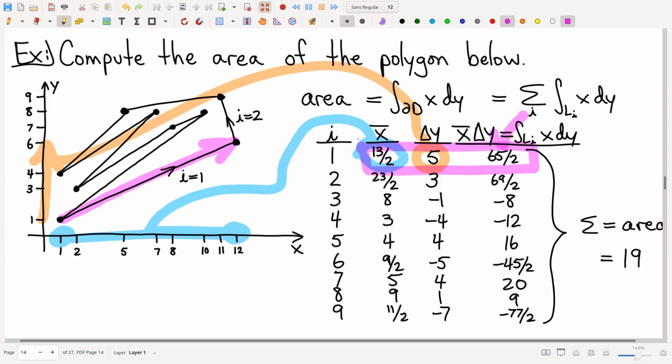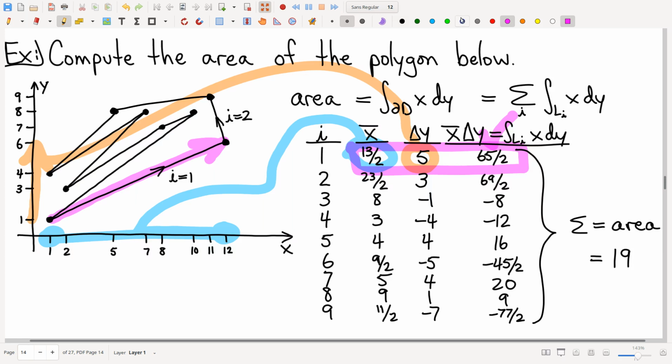So again, all you got to do is just keep going, go all the way around. It would appear that I counted 9 line segments on that outrageous geometric figure. You do the same easy calculation on each one of them, and then you add up at the end, and the grand total area is 19.